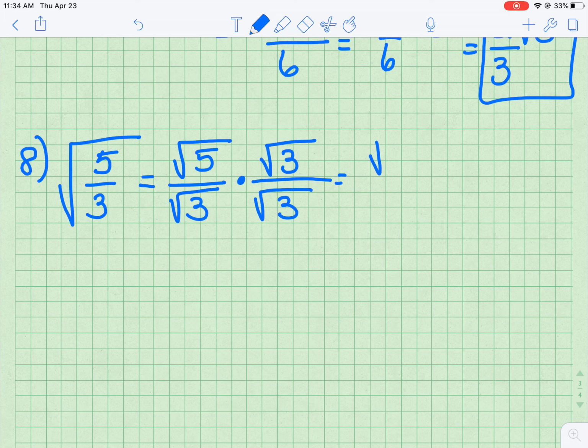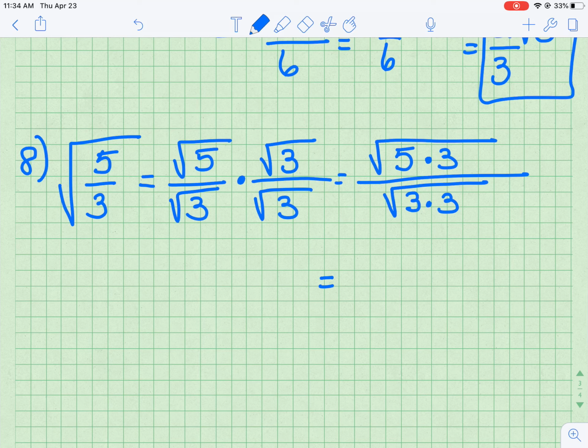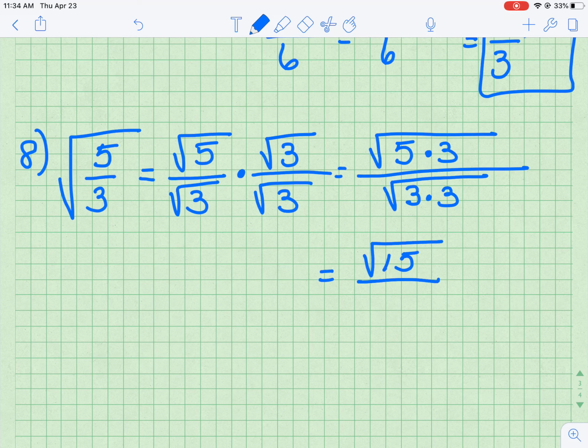So in the numerator, we have 5, which is already prime, and 3, which is already prime. In the denominator, we have the square root of 3 times 3. So our numerator has no jailbreakers. So that's just the square root of 15. In our denominator, we better have something come out because that was the whole point of this. That's what rationalizing the denominator is. And so we have a pair of 3's that can come out, and we get a 3.